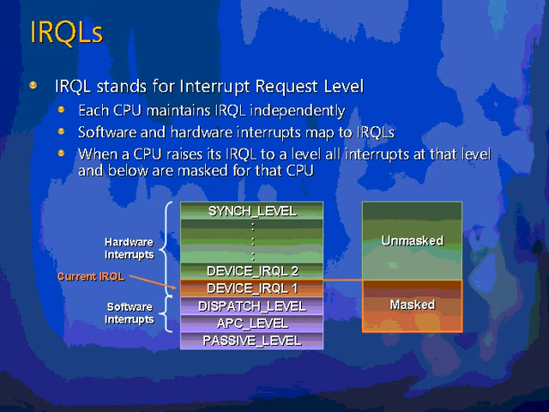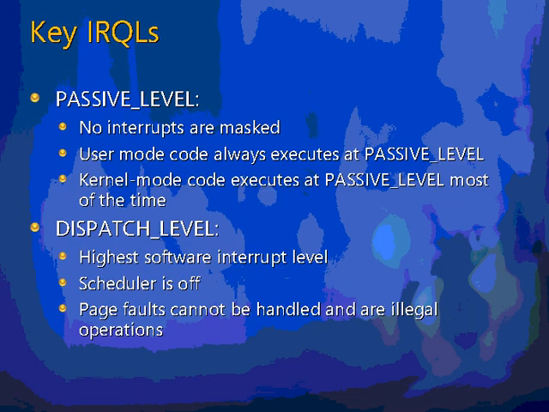The key IRQLs on that chart are passive level at the bottom, which is what Windows tries to remain at all the time. Even when it's in kernel mode, it wants to be at passive level, meaning that no interrupts are masked off. User mode code is always executed at passive level, so you can never be in user mode code at any higher IRQL. Kernel mode code can raise the IRQL, of course, in response to a hardware interrupt, but also for certain software operations, like synchronizing between two CPUs in the operating system kernel. That's done by acquiring something called a spin lock. And when a spin lock is acquired, the IRQL is raised up to that second level right there, dispatch level.